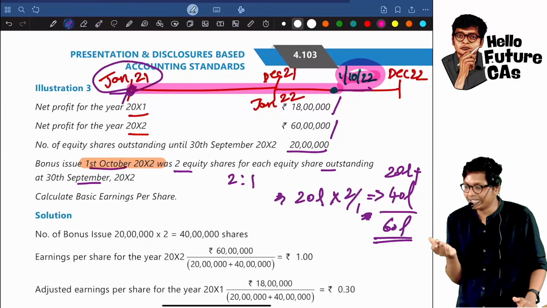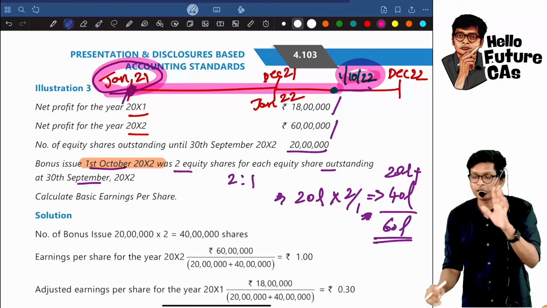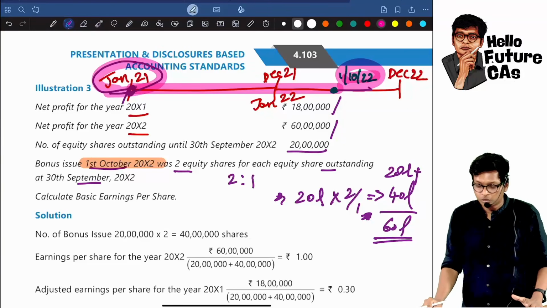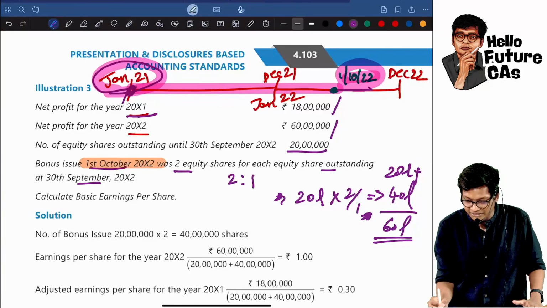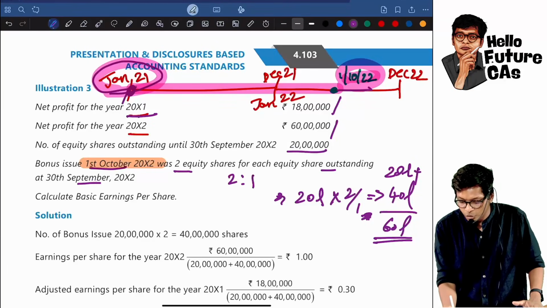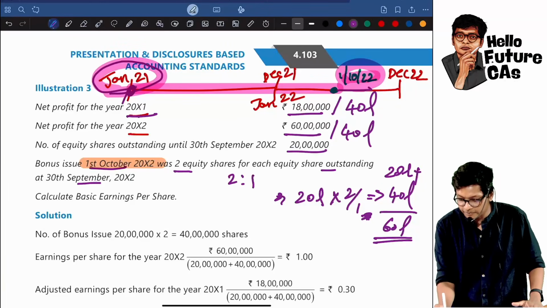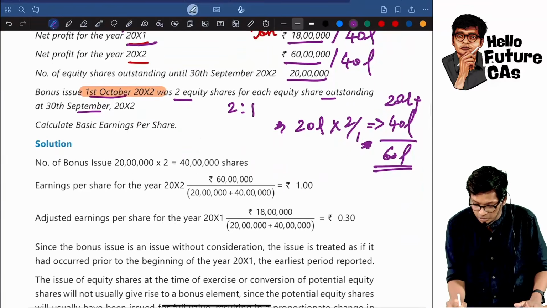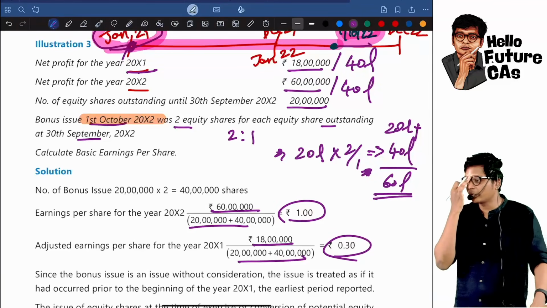So they are saying bonus, I will assume it's from the first reporting date. Getting the logic now? Okay. So they are saying assume bonus is given on the first day. So my EPS will be numerator 18 lakhs divided by 60 lakhs. Look at this. 18 lakhs divided by 60 is 0.3. Are you following?